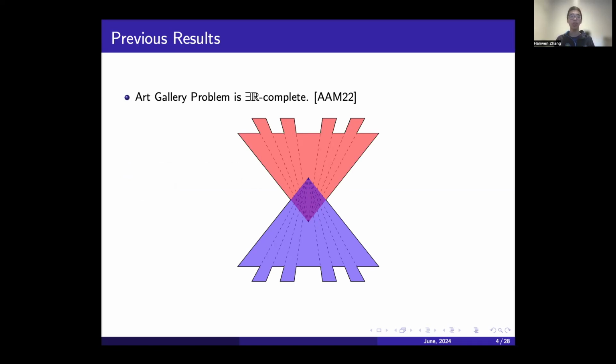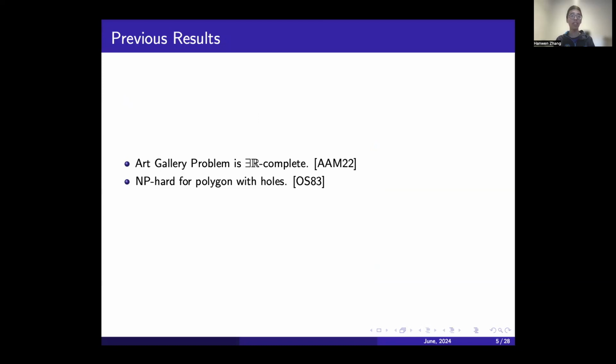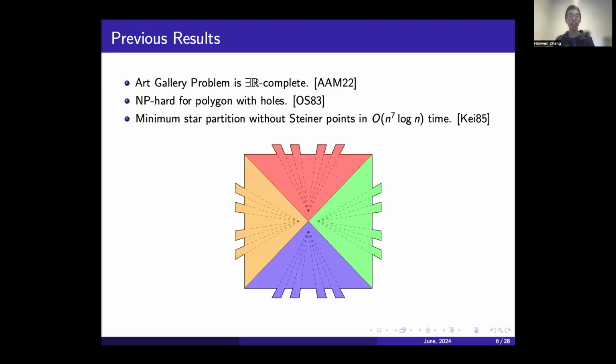In this figure, two guards are sufficient in the covering version. However, in the partitioning version, we have to break either the red piece or the blue piece, and the broken one has to use a linear number of pieces. In 1983, O'Rourke and Supowit showed that the minimum star partition is NP-hard for polygons with holes. But to our knowledge, no exact algorithm is known in the general case for simple polygons, nor even any approximation algorithm with a sublinear approximation ratio.